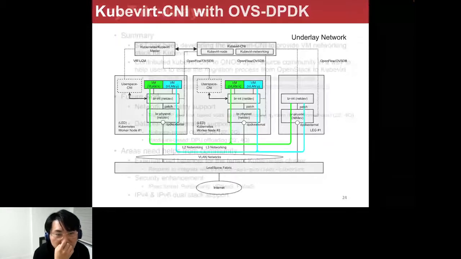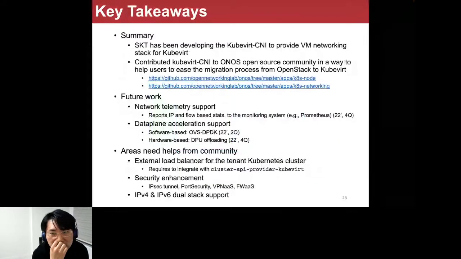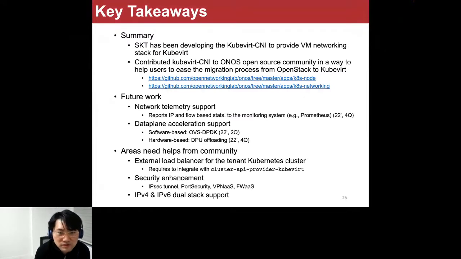In summary, SKT has been developing a Kubernetes CNI to provide a VM networking stack, specifically for Kubernetes. And we have already contributed it to the ONOS open source community in a way to help users ease the migration process from OpenStack to Kubernetes. And this is the source code. So if you're interested in contributing to the community, you can visit the site and make contributions.